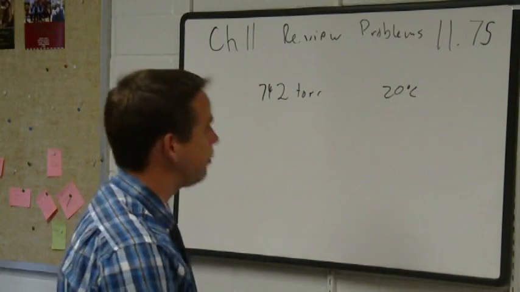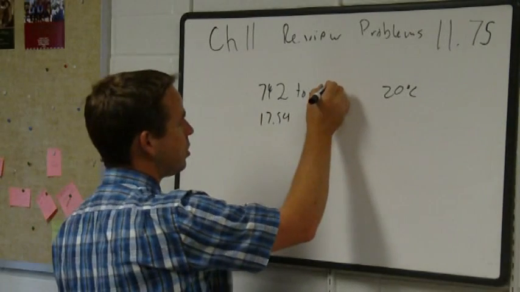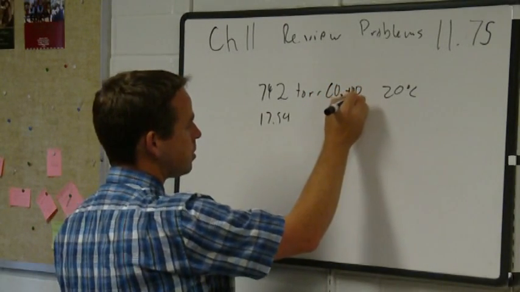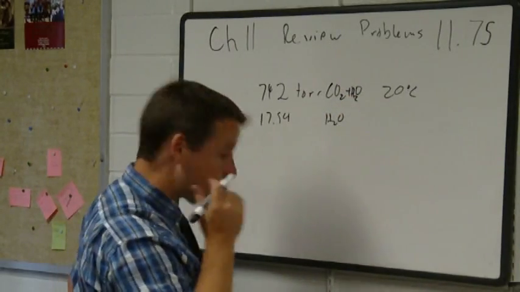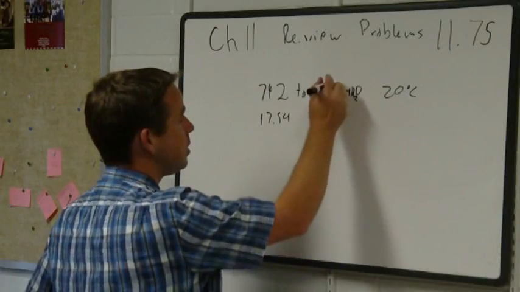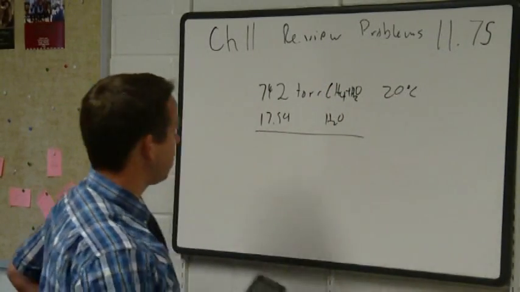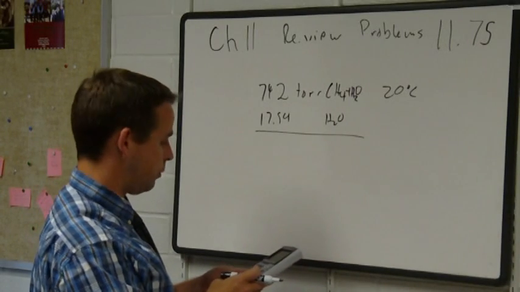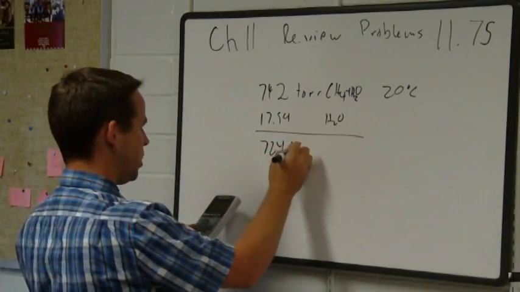At 20 degrees, it's 17.54. So 17.54, that pressure is due just to the water. Oh no, this is methane we're collecting, CH4. So if we subtract these two, we'll find out the partial pressure of the methane. 742 minus 17.54 is 724.46.